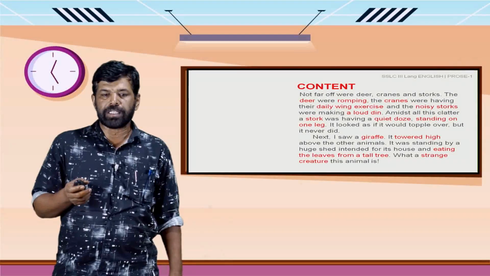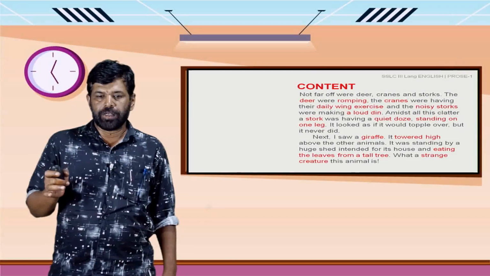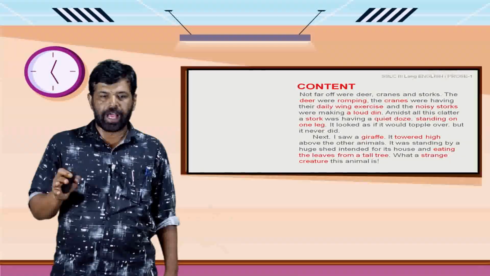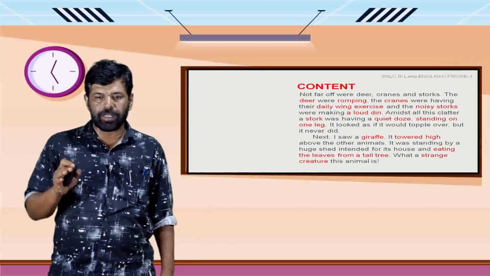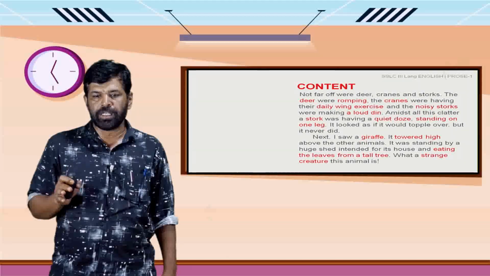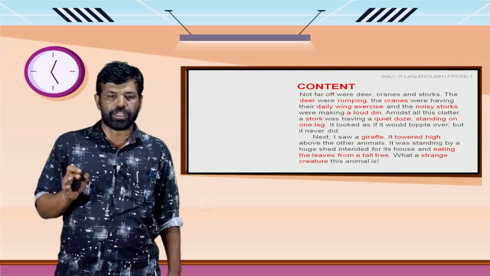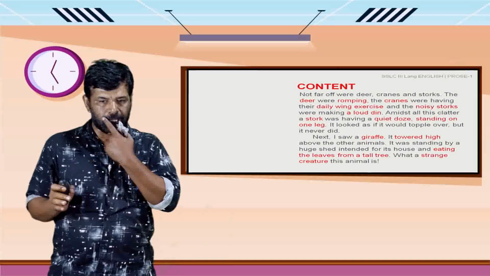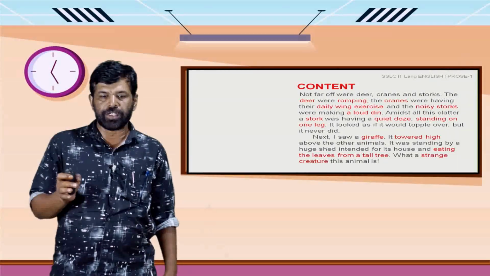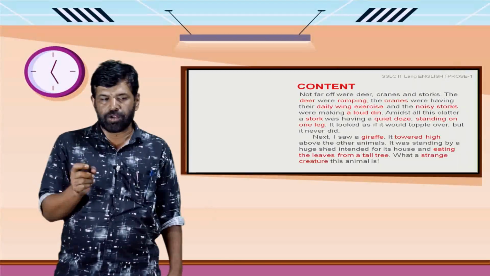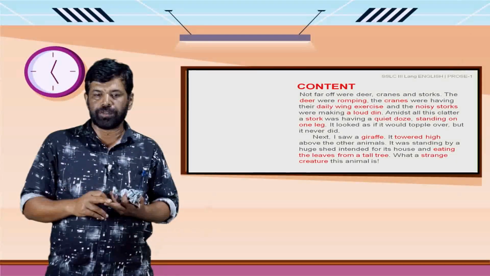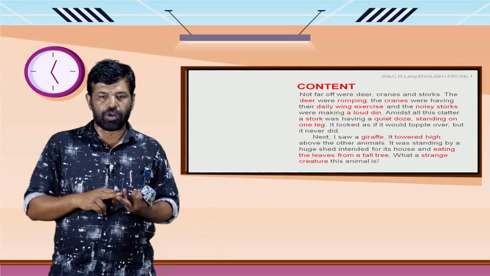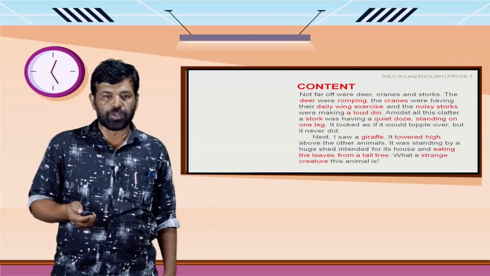Next, I saw a giraffe. Normally, from this paragraph, there will be a question. It towered high. It was a very tall animal above the other animals. It was standing by the huge shed intended for its house and eating the leaves from a tall tree. What a strange creature this animal is. So here you have to focus on the height of the giraffe, and it was eating leaves from tall trees. Both the points you have to notice.